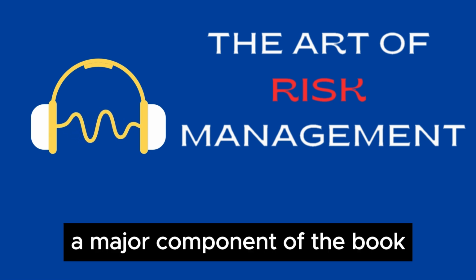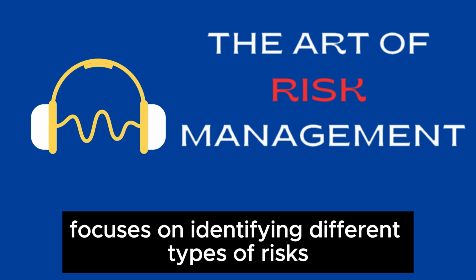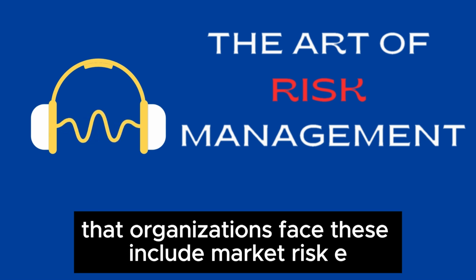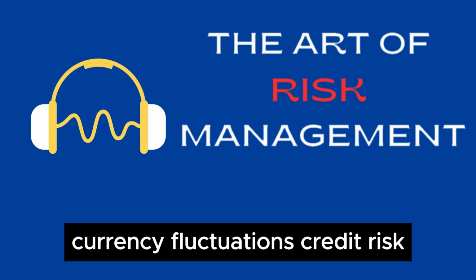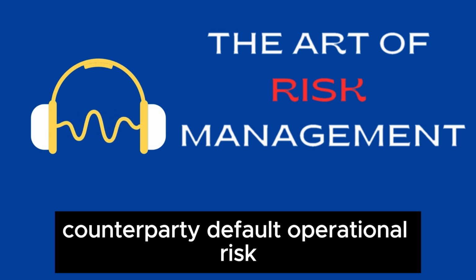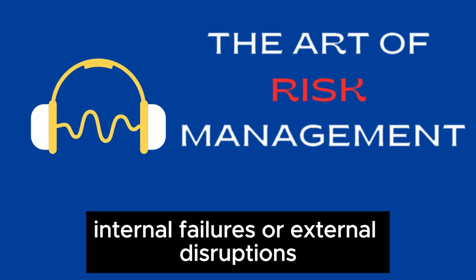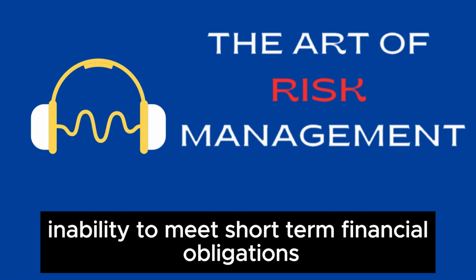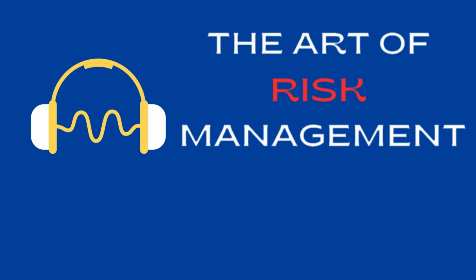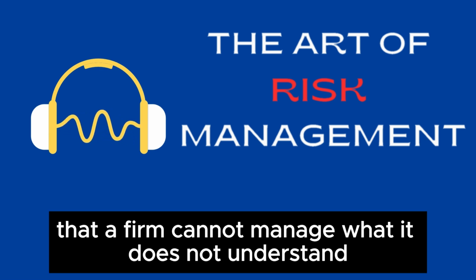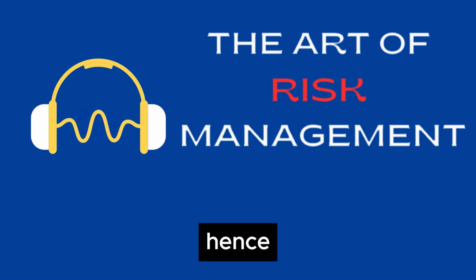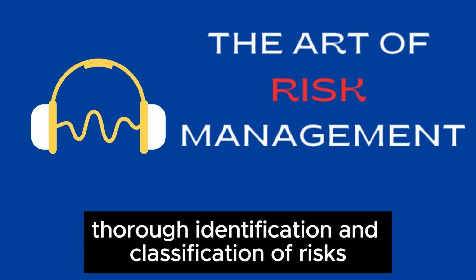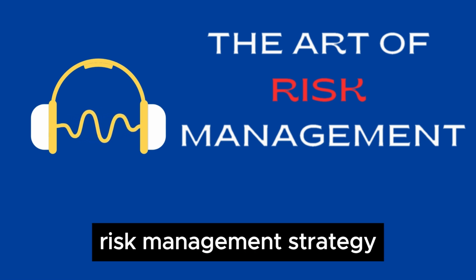Second, risk identification and classification. A major component of the book focuses on identifying different types of risks that organizations face. These include market risk, e.g., changes in interest rates, currency fluctuations; credit risk, counterparty default; operational risk, internal failures or external disruptions; liquidity risk, inability to meet short-term financial obligations; strategic and reputational risks. Culp argues that a firm cannot manage what it does not understand. Hence, thorough identification and classification of risks are the first steps in developing a robust risk management strategy.